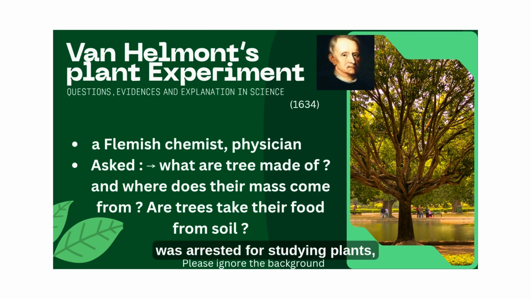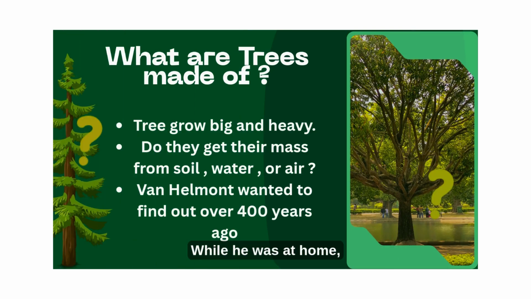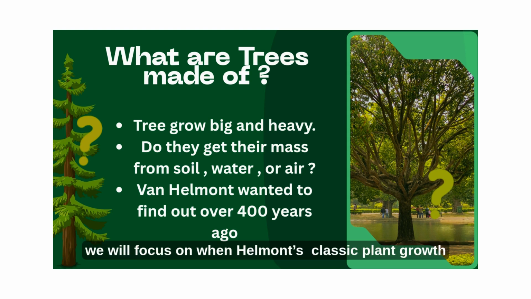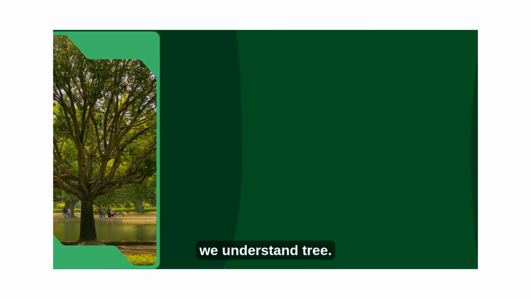Van Helmont was arrested for studying plants and other natural things, and he was not allowed to leave his house. While he was at home, he started thinking carefully about how plants grow. This led him to ask new questions about where plants get their food and how they become bigger. Next, we will focus on Van Helmont's classic plant growth experiment that changed how we understand trees.